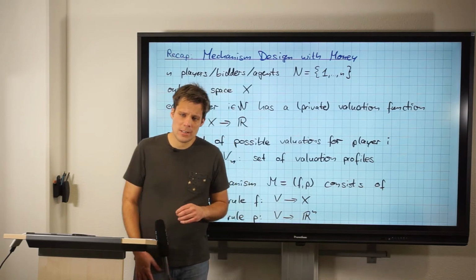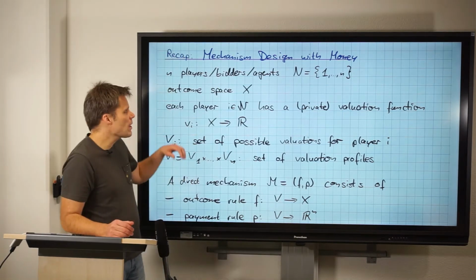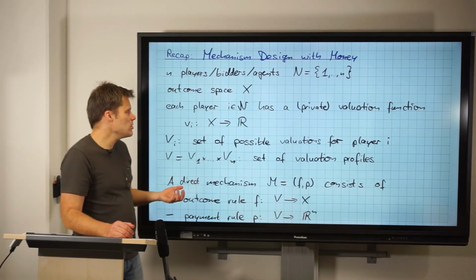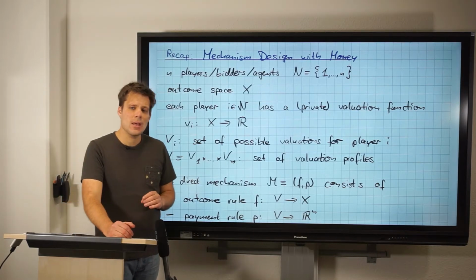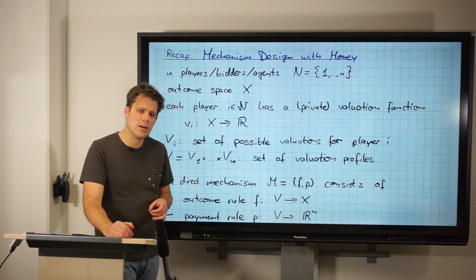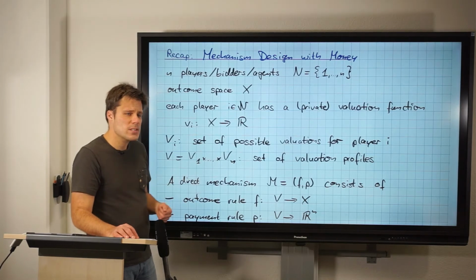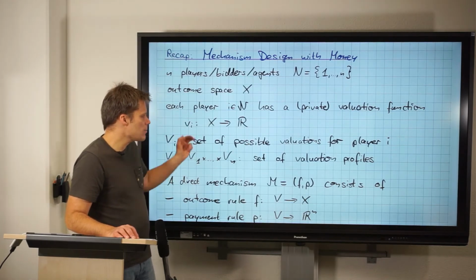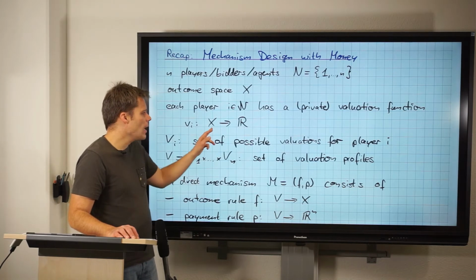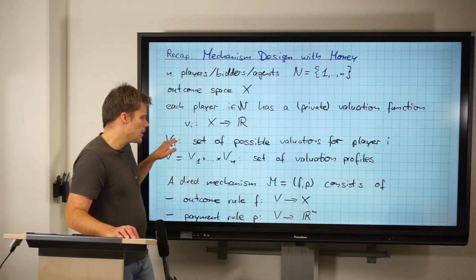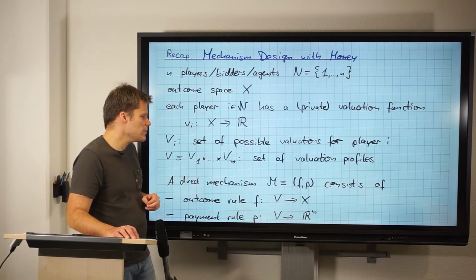What are these more general settings? Maybe let's quickly recap our definitions. Still, we have a set N of n players or bidders or agents, however you want to call these. We have an outcome space, which is just some arbitrary set. This had a particular structure in the context of single parameter problems. Today, we don't care what this set is. And then each player has a private valuation function, which maps outcomes to real numbers. And then we say that capital V_i is the set of possible valuations for player i. Capital V is the set of all valuation profiles.